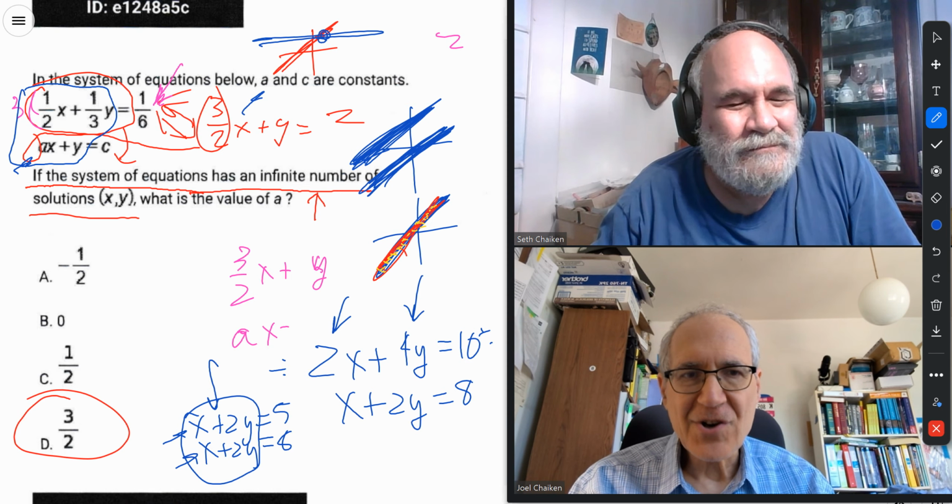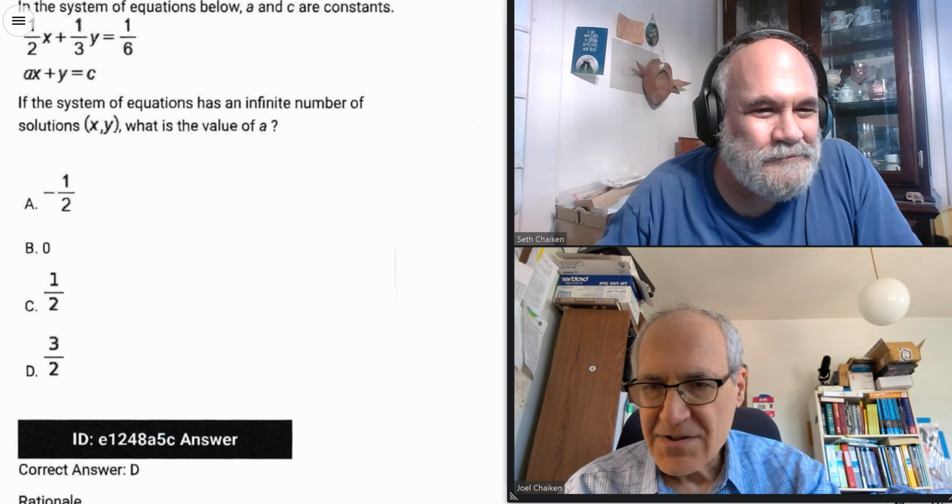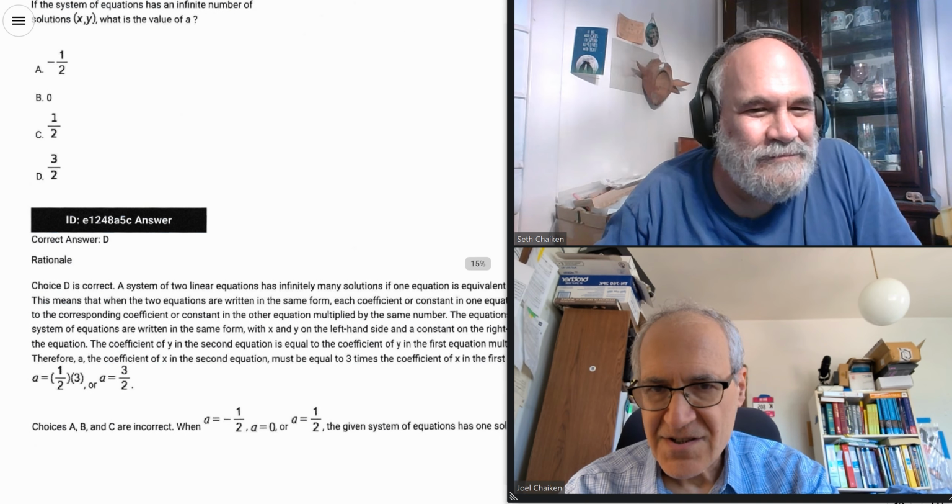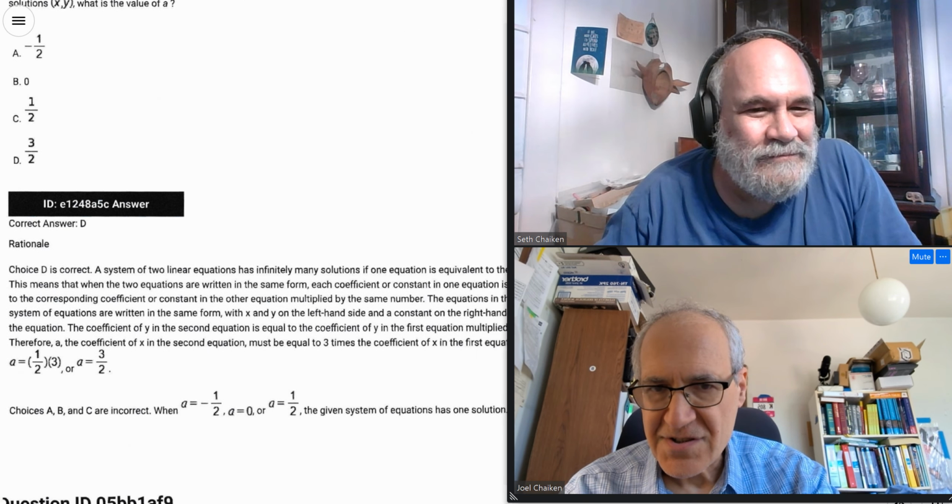And I think it's time to check the answers. So let's see how they did it. Okay, how did they do it? So we need to condense the discussion just because of the layout of our screen. It's a little hard to read, but okay. Choice D is correct. Okay, so we got that.